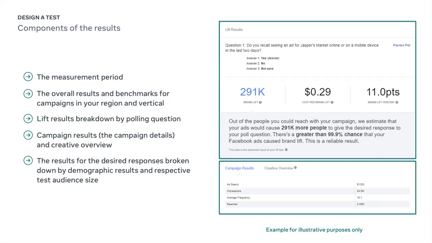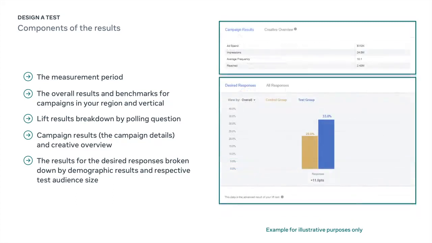Cost per brand lift shows the estimated cost of each additional person who gave the desired response in the test. Brand lift percent is a difference in the percent of people who submitted a desired response in the test versus the control group. The campaign results and creative overview are also included. Next, the results for the desired responses are organized by demographic results and respective test audience size.